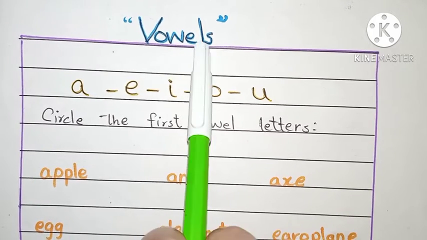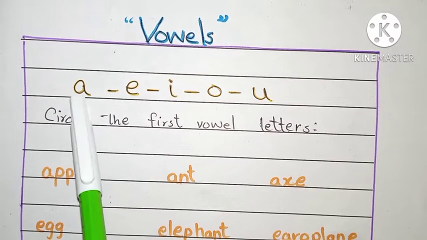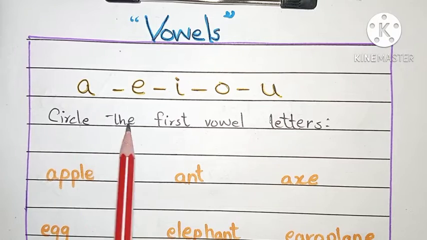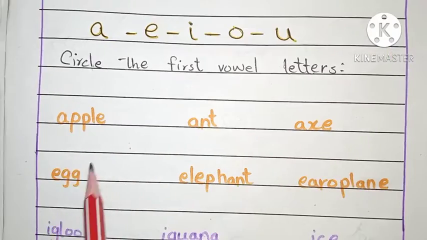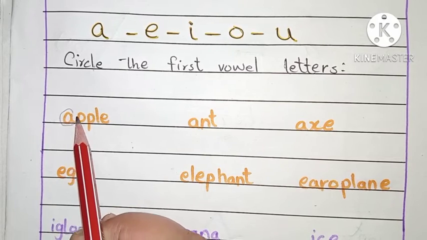Vowels. Vowels mean harufe illat. There are 5 vowels in English: A, E, I, O, U. Circle the first vowel letter. Apple. First vowel letter is A.